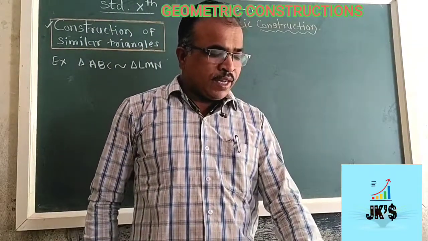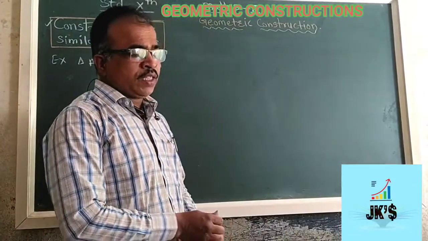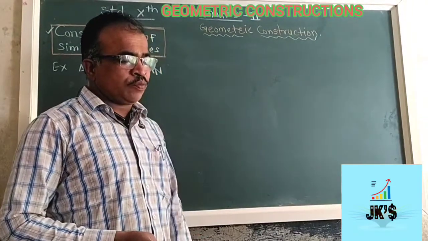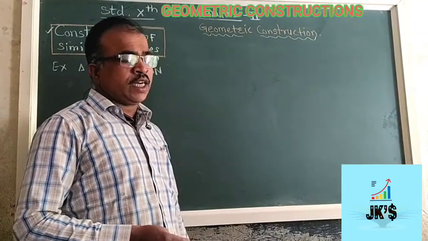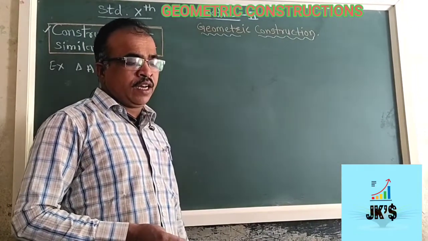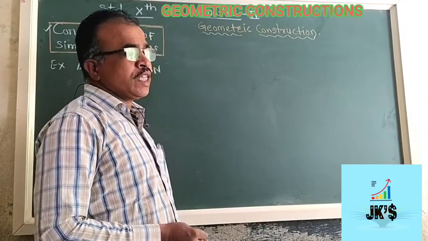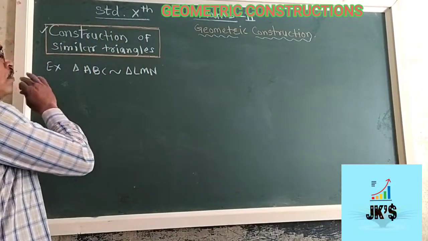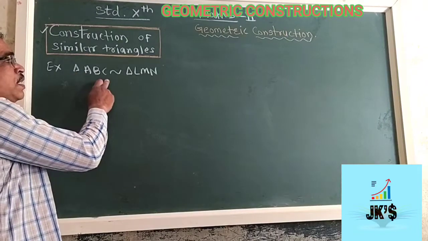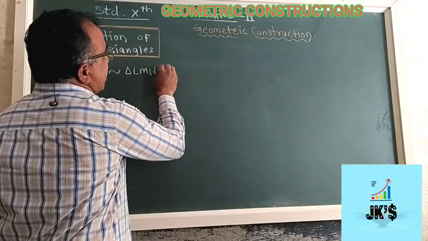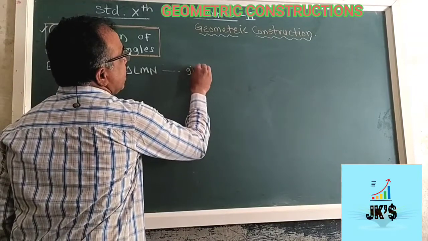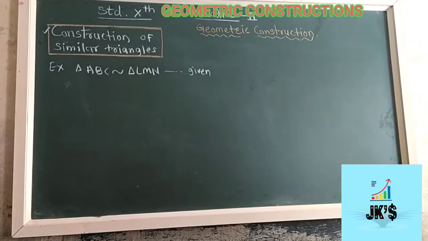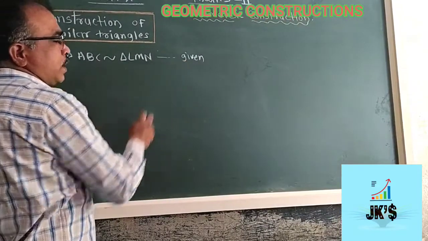In triangle ABC, AB is 5.5 centimeter, BC is 6 centimeter and CA is 4.5 centimeter. Construct triangle ABC and triangle LMN such that BC upon MN is 5 is to 4. Okay friends? So, triangle ABC similar to triangle LMN, this is our given.